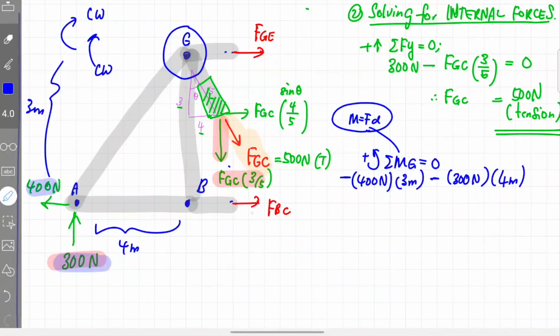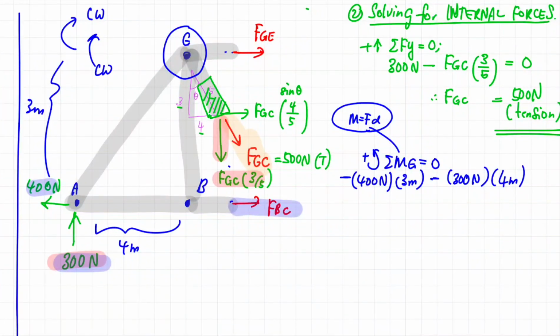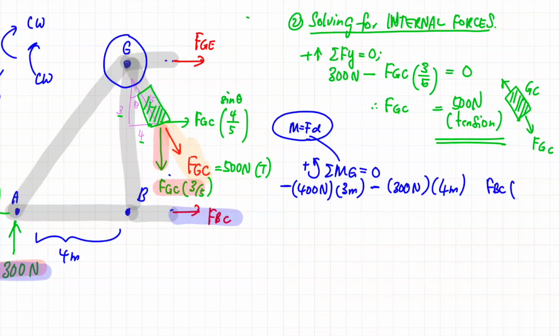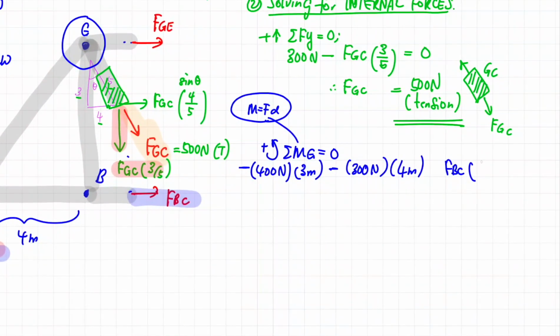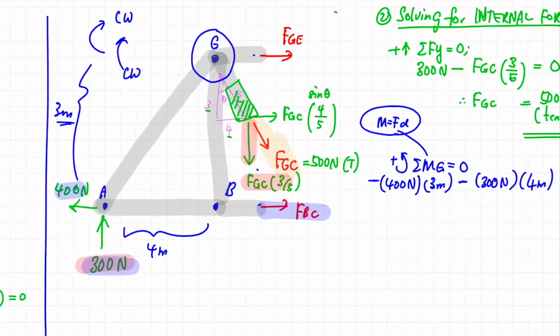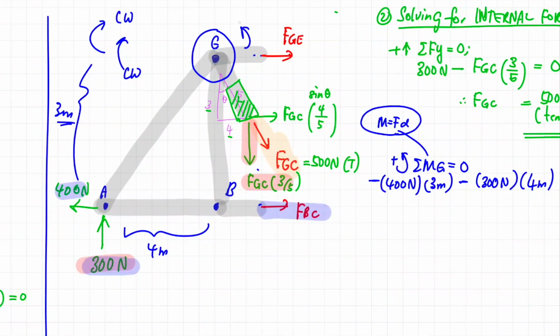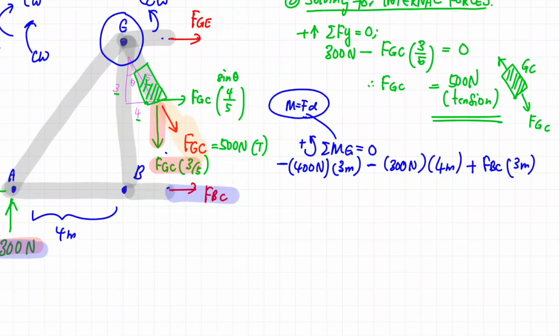Now let's find the moment caused by this line of force. This FBC is unknown and the perpendicular distance is 3 meter. If you draw an imaginary circle around rotation point G, you will get the direction of this moment to be counterclockwise. So if it's counterclockwise, then the magnitude is positive.